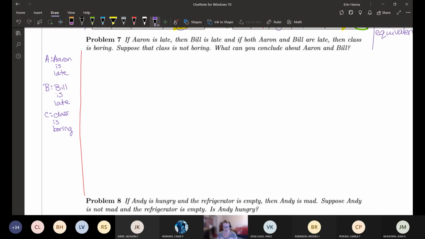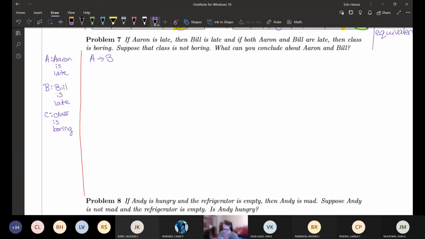When we're viewing a question like this, everything we're told, we're assuming is true. The first thing we're told is: if Aaron is late, then Bill is late. That gives me A implies B. Now, the and you don't really have to worry about. You can just break it down into separate pieces. So I'm going to take this as one statement, and then a completely separate statement: if both Aaron and Bill are late, then class is boring. The reason I don't need to worry about that and is the way we're going to deal with the truth table. I'll come back to that in a second.